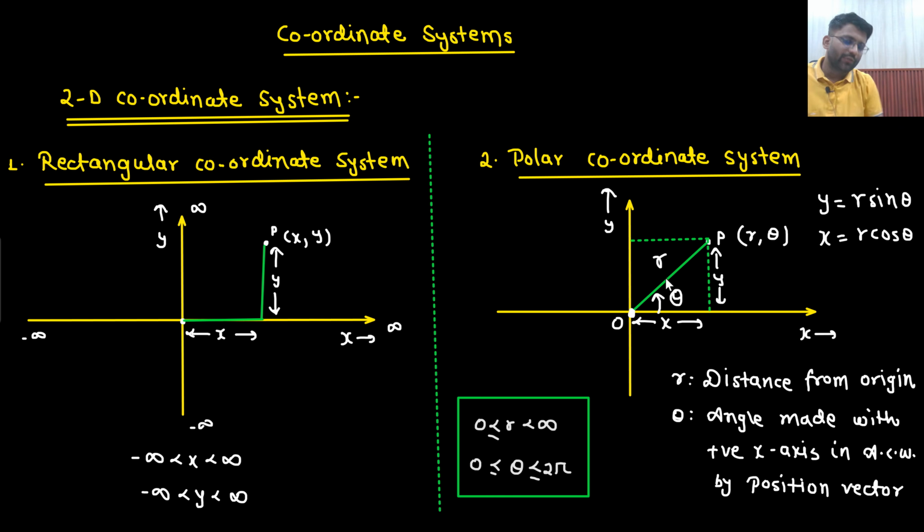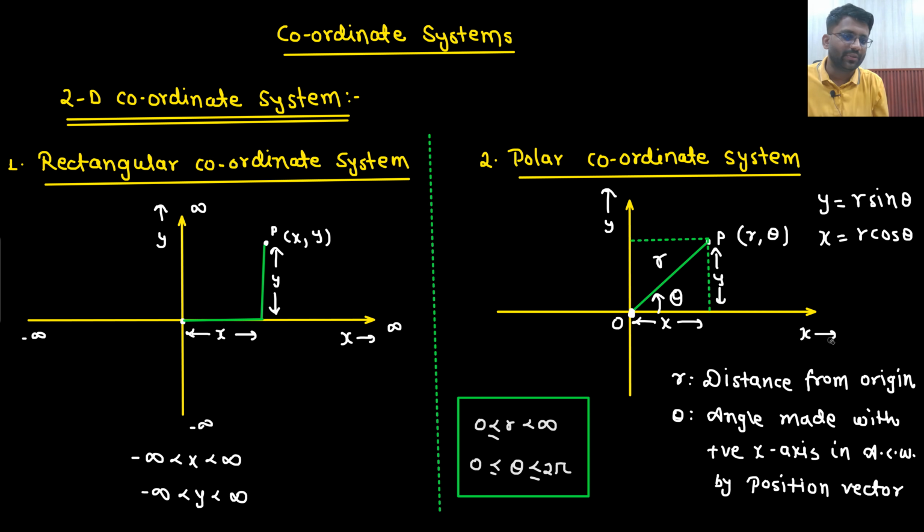You can take the projection. If you don't know the projection, then you can apply basic trigonometry. Cos theta is nothing but x by r, so x is nothing but r cos theta. Sin theta is nothing but y by r, so y is nothing but r sin theta. It is very simple.